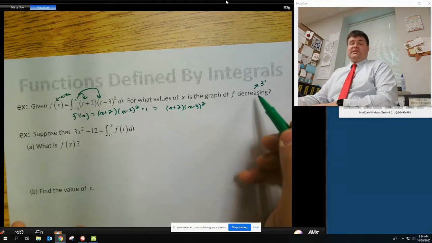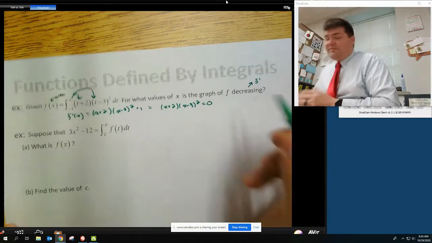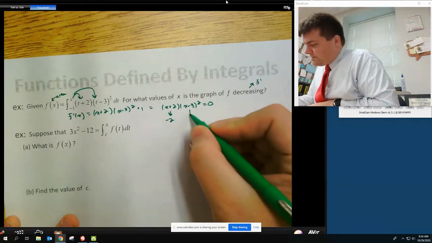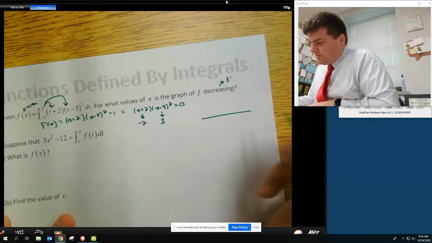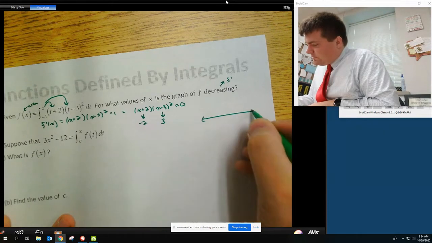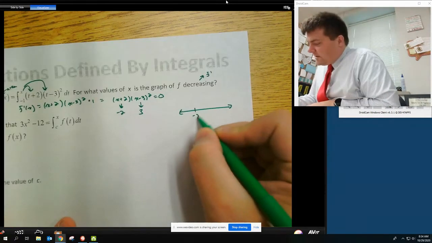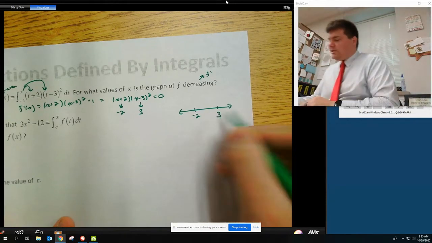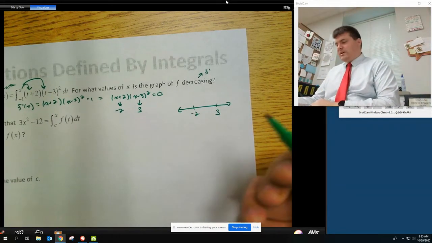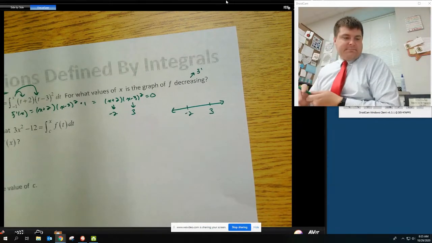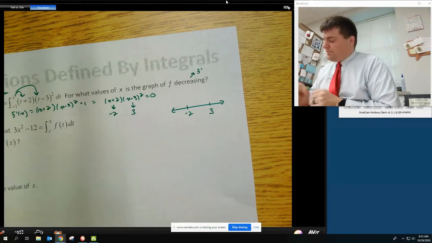And if I want to see where something is increasing or decreasing, I have to set it equal to 0 and find my critical points. So I'm going to get x to be negative 2 and 3. The bounds are from negative infinity to infinity, so I'm going to have points at negative 2 and at 3. All I need to do now is plug points into my sign chart and see where it's negative, and that's all I'm really looking for. And we'll do an explanation as well.